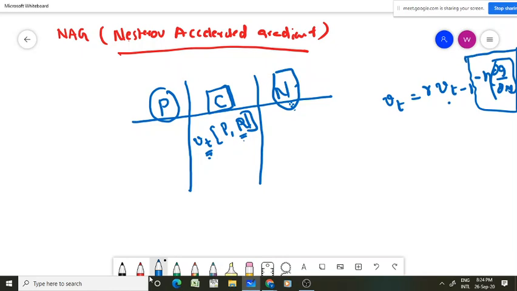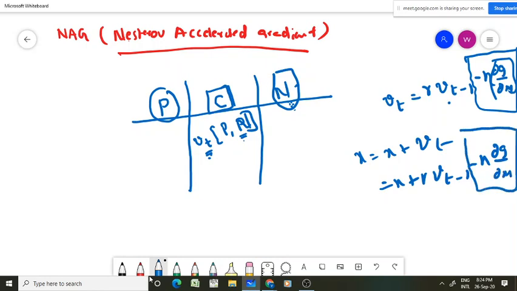They are simply neglecting this one, and they are calculating the gradient at the next point x equal to x plus gamma into Vt minus 1 minus eta into dou g by dou m. But as this is not available, they are approximated as x equal to x plus gamma into Vt minus 1. This is the next position.